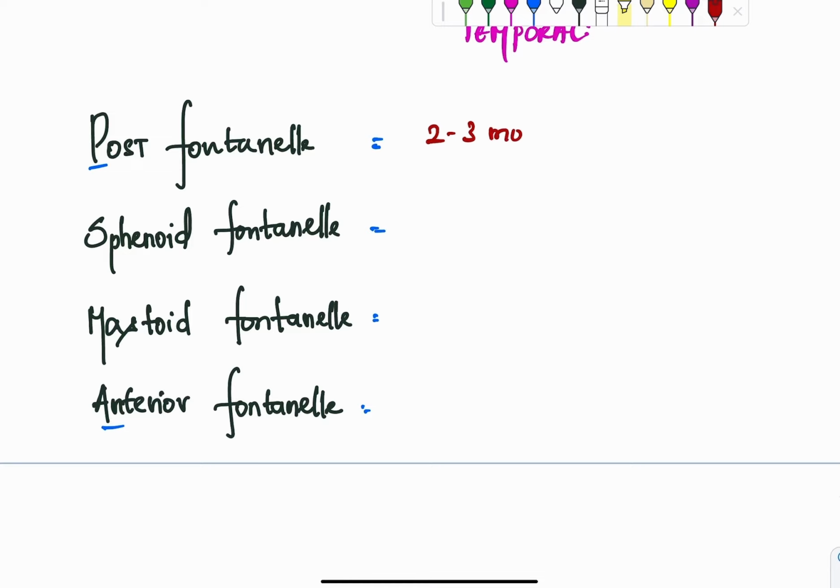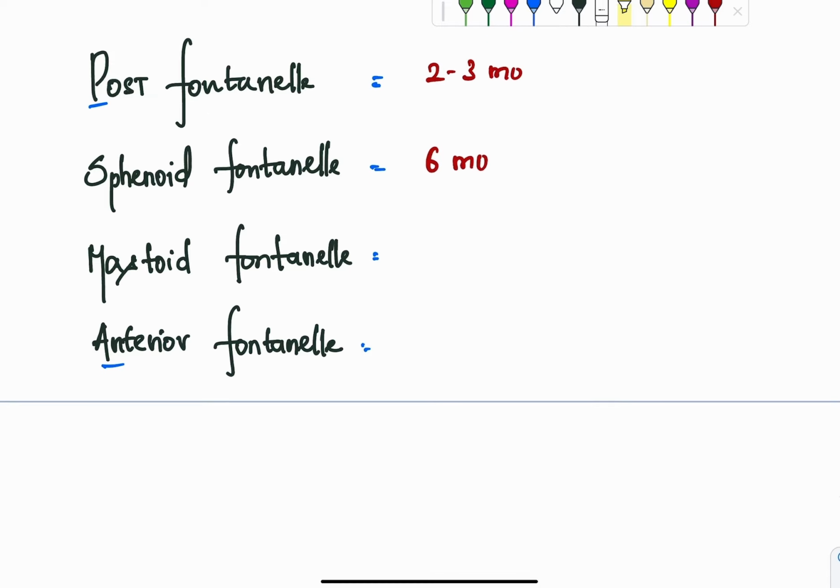Now, what is 3 multiplied by 2? 3 2s are 6, right? So the sphenoid fontanelle closes at 6 months of age. Okay, so it closes at 6 months of age. The next important thing is 6 to 18. The next one is 6 to 18 months. Okay, so 6 into 2, how much? 12. So 12 to 18 months.